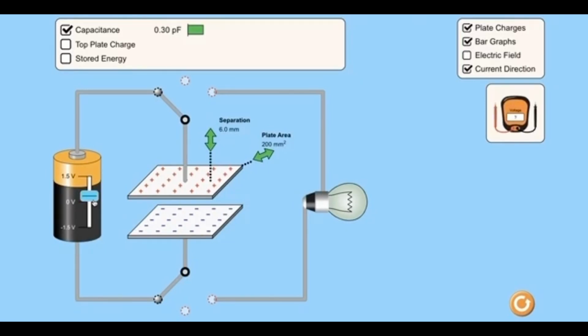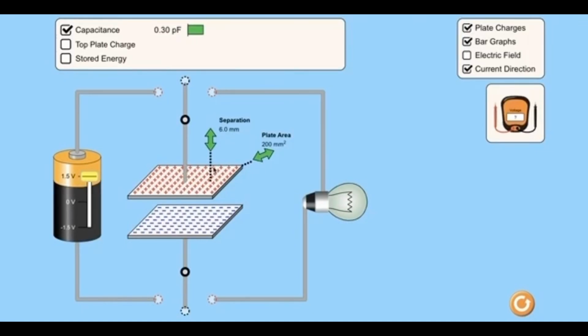What will happen if you increase the voltage of the battery? The charges will come more and more. What will happen if it is the maximum voltage? Maximum charges will get distributed on the capacitor plates. Now let's disconnect the capacitor plate from the battery. What will happen? Nothing will happen. The charges won't get discharged.